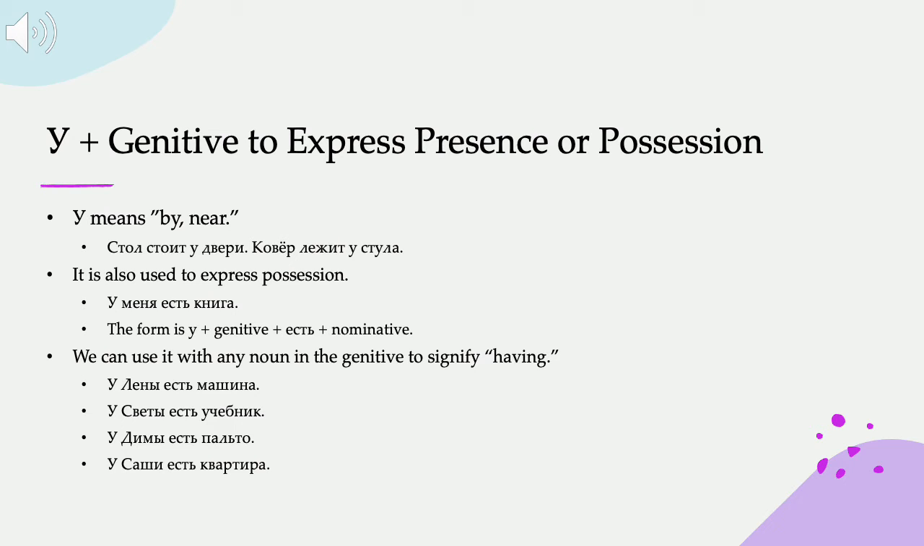For example, we can say, Стол стоит у двери. The table is standing by the door, or the table is by the door. Or, ковер лежит у стула. The rug is lying by the chair, or the rug is next to the chair. However, we also use u, as you already know, to express possession.